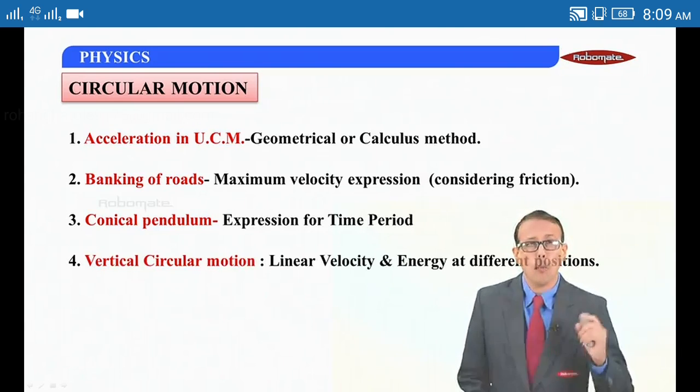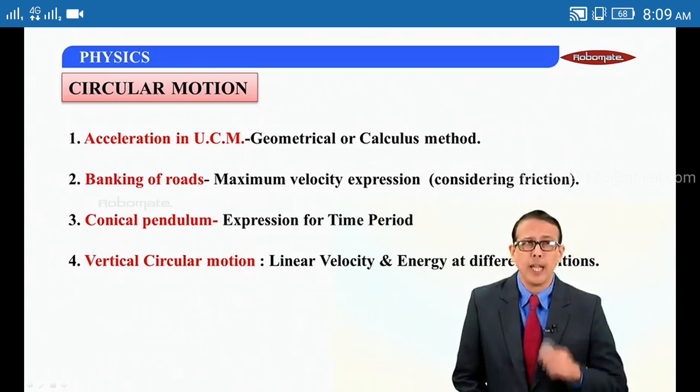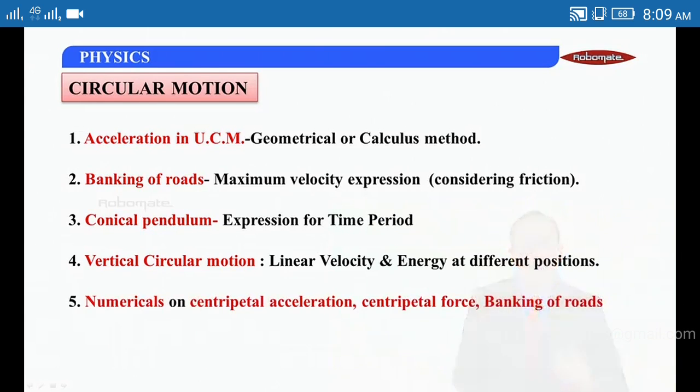The next important question, vertical circular motion, expression for linear velocity and energy at different points. Again, the diagram is absolutely necessary, showing T and mg at different points and thereby deriving the expressions. Next, students, numericals on centripetal acceleration, centripetal force and banking of roads are also important in this chapter, circular motion.